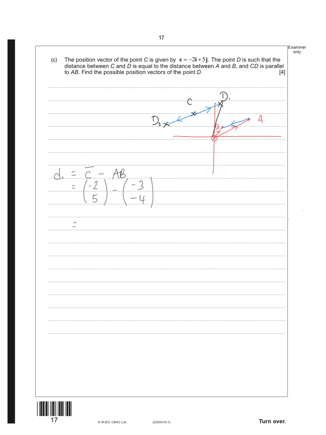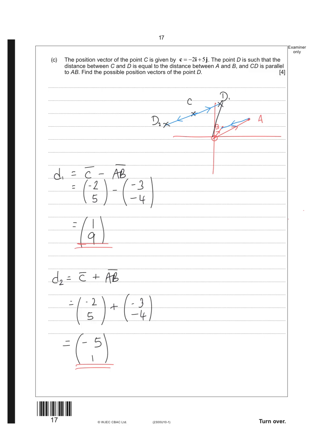Minus 2 take away minus 3 gives you 1. 5 take away minus 4 gives you 9. So that's one possible position vector of D. The other one is going to be the position vector of C plus AB. Didn't put my vector notation. So minus 2, 5 plus minus 3, minus 4, which will give us minus 5, 1. And so those are my two potential position vectors of the point D.